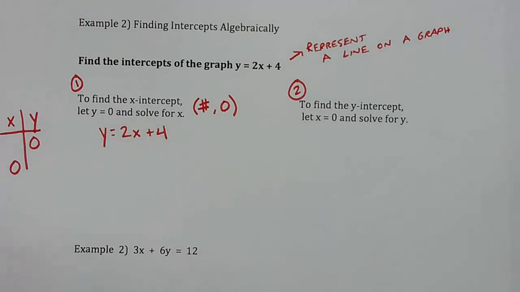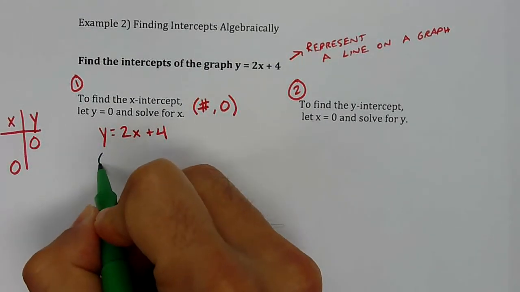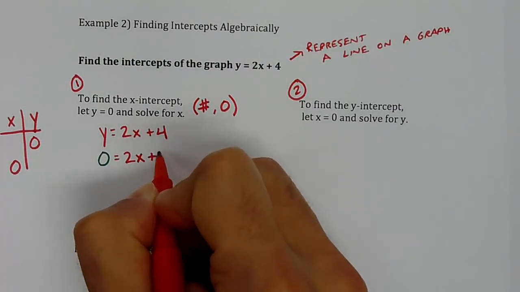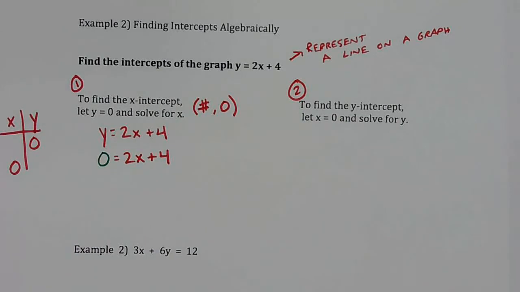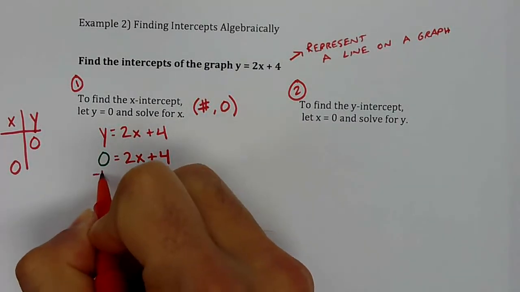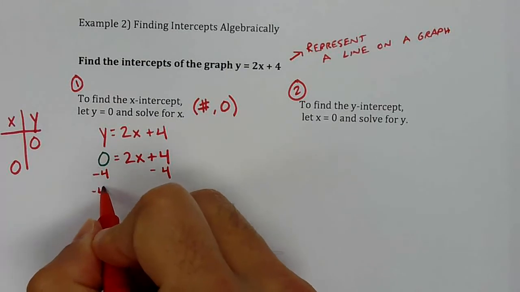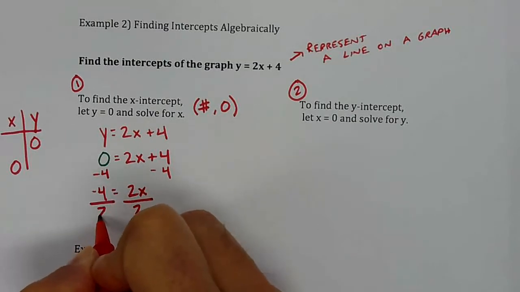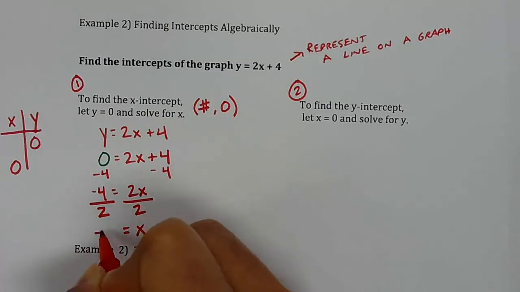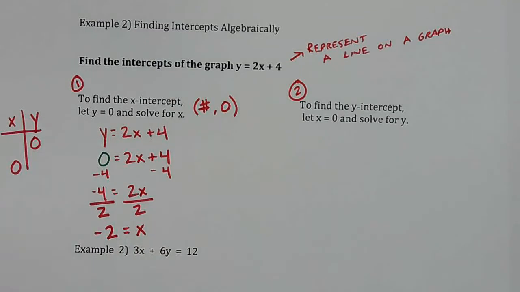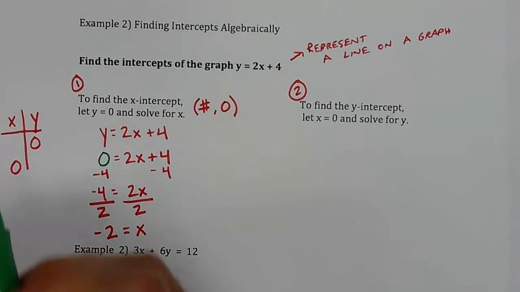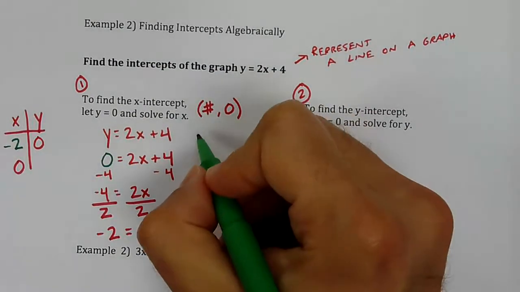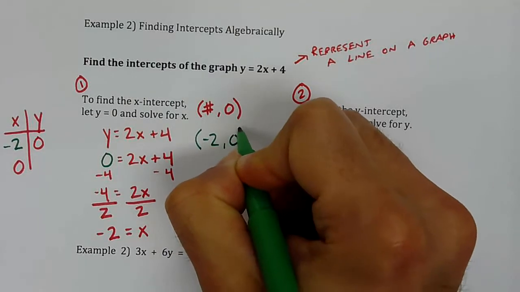We're going to make y 0. So in this equation, we're going to replace y with 0, and we're going to solve for x. So we're going to take away 4 on both sides, leaving us with negative 4 equals 2x. And then divide by 2, leaving us with an x value of negative 2. So when y is 0, the x value is negative 2. So that's going to leave us with the coordinate negative 2, 0.